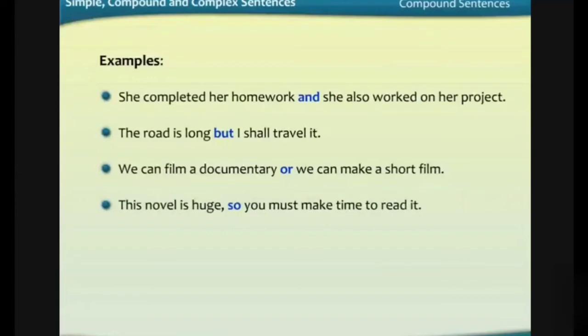Another example, we can film a documentary or we can make a short film. Fourth one, this novel is huge, so you must make time to read it. So these conjunctions that and, but, or, so are used to coordinate two statements. So we can say compound, it is an example for compound sentences. Also, compound sentences also known as coordinating sentences.